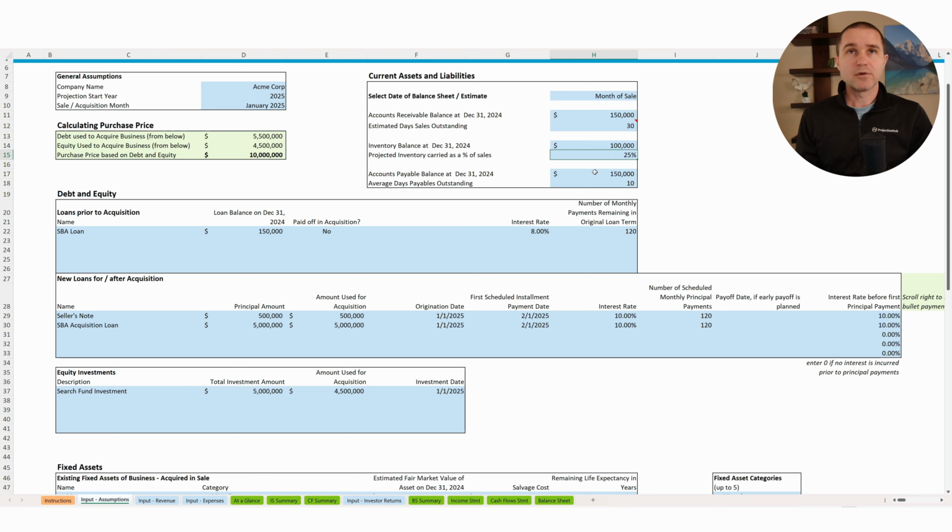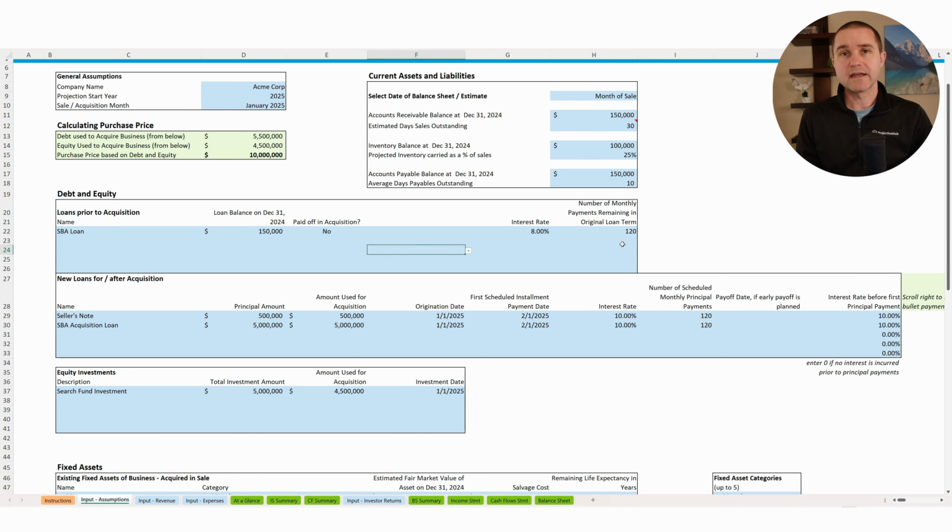And then accounts payable, you can set your accounts payable amount as of the acquisition date, as well as the average number of days it takes to pay your bills. So we have 10 days in there to start with. You can enter in historical or existing debt, and you can say whether that debt is paid off in the acquisition or not. It might be that you're going to assume some of the debt as part of the deal. But if it's going to be paid off, you can select yes here.